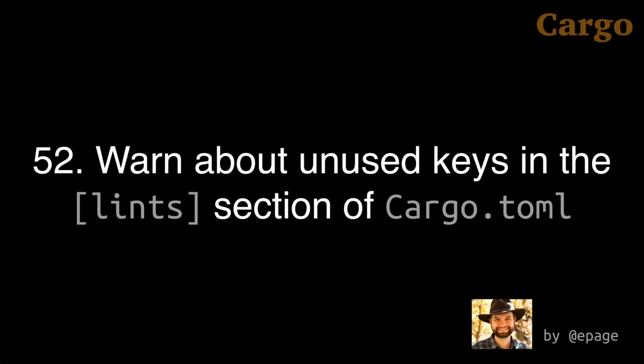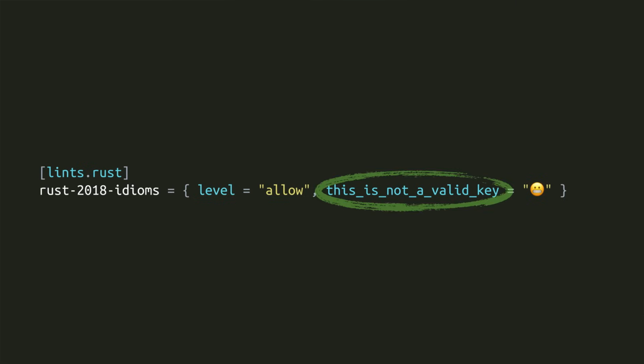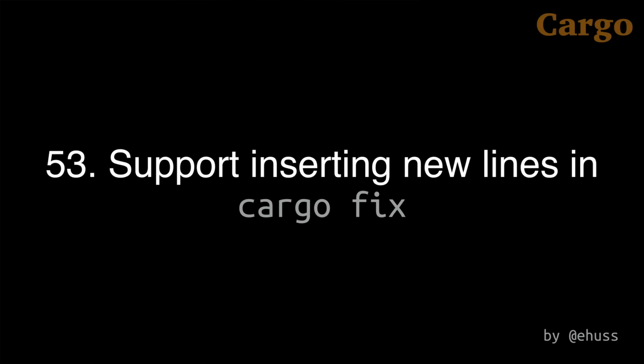Number 52. Cargo now emits a warning if you use an unknown key when you are configuring lints in Cargo.toml. For example, here's a lint section, and if you add an invalid key, you will now get a warning. Number 53. The cargo fix command automatically applies suggestions by rustc compiler lints, but this wasn't working for lints that suggested inserting a new line. Now inserting new lines is properly supported.